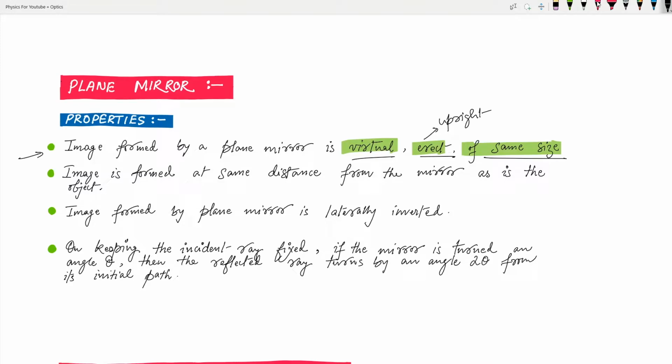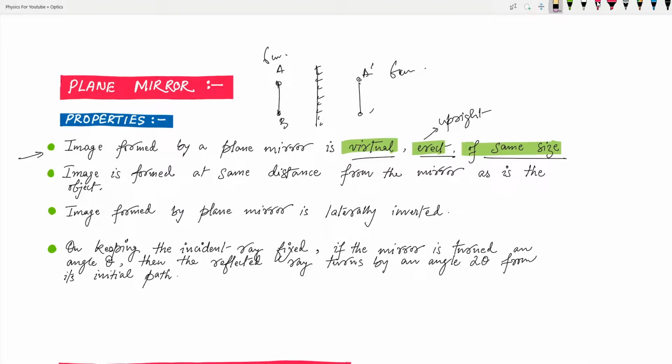Okay, simple as that. Suppose this is the mirror and this is the body or the object AB. Erect means upright, A dash, B dash. If this object is standing, the image will also stand in the same orientation. This is known as erect or upright. Now, of the same size means if the object is 6 centimeter, then the image will also be 6 centimeter. Now virtual, what does virtual actually mean?